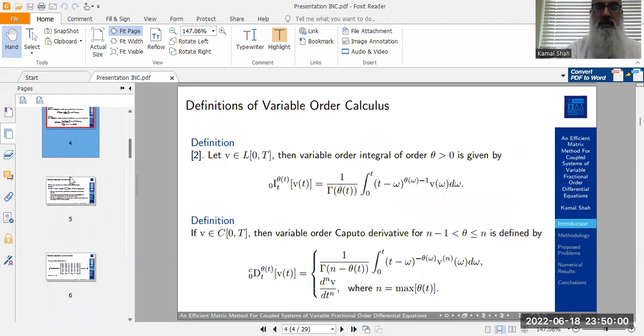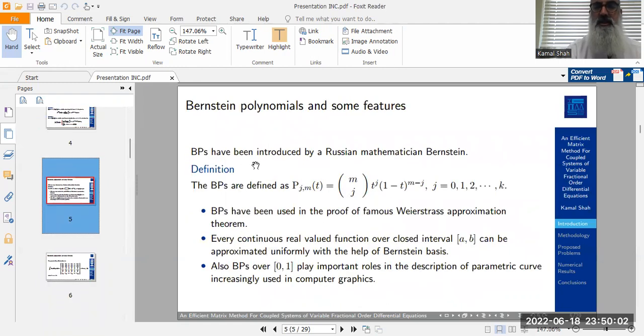Now, we define the Bernstein polynomials, which were introduced by the Russian mathematician Bernstein. Bernstein polynomials are defined by these recursive relations. Bernstein polynomials have many properties. Here we discuss only a few. Bernstein polynomials have important implications in the proof of the famous Weierstrass approximation theorem.